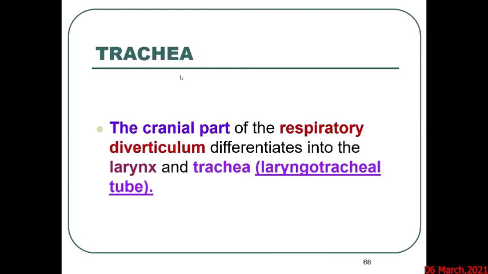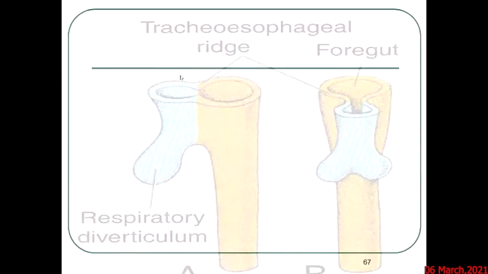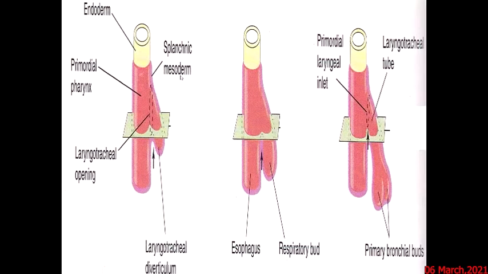So the laryngotracheal tube, what will happen to the distance? So look here, this is taken from another book. The red tissue is the splanchnic mesoderm, with the endoderm lining inside. Here is the gut, the primordial pharynx and gut tube, and there is an outbudding from its ventral wall. This is the laryngotracheal diverticulum or lung bud, or the laryngotracheal tube.